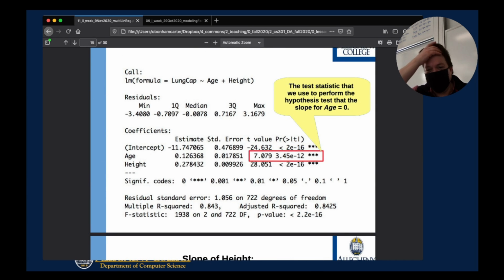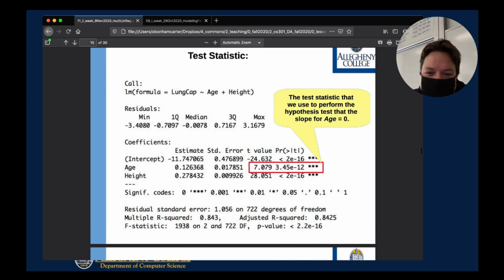Another thing that's important, though, is looking at this stuff on the side here. We have, for instance, the t-value, and then we have some other information on the right-hand side on the age line. So what is that? This is the age statistic that we can use to perform the hypothesis test. Remember, the null hypothesis is that age is equal to 0.